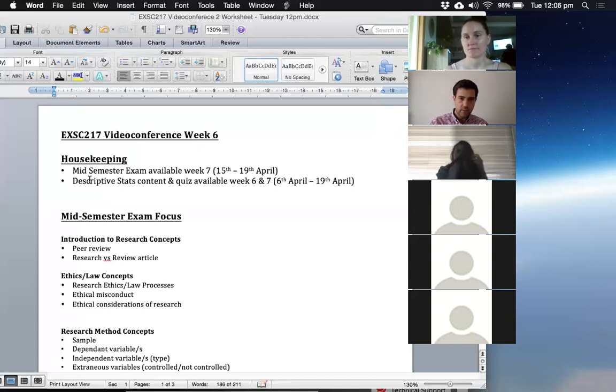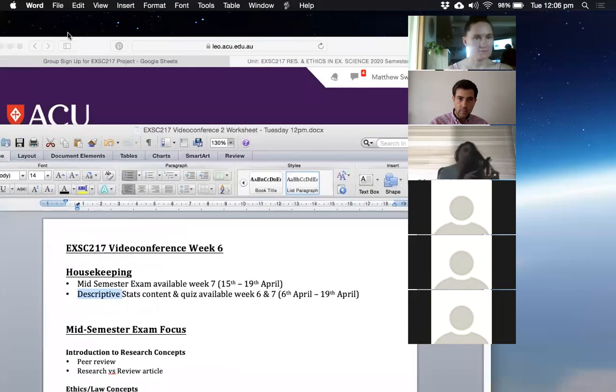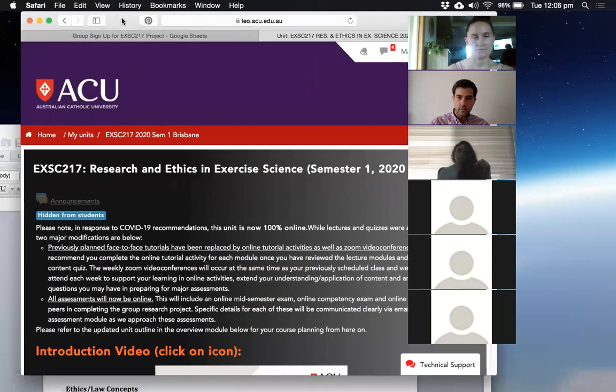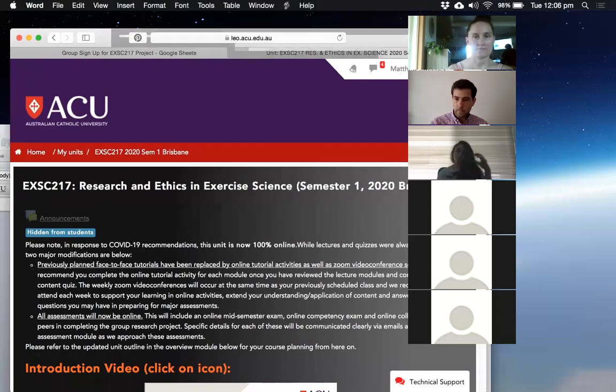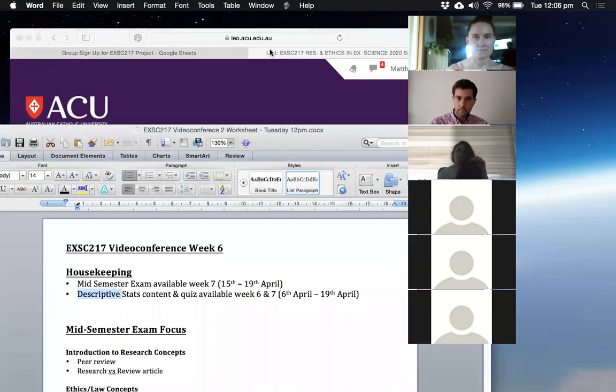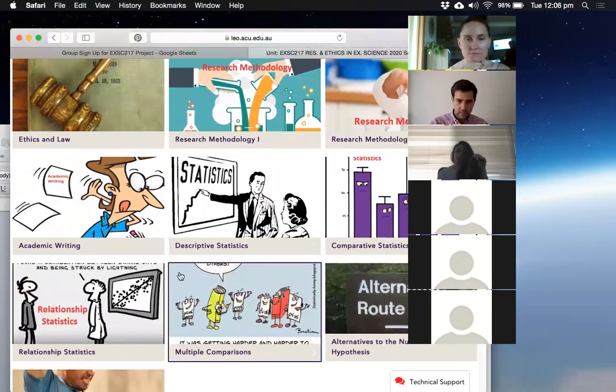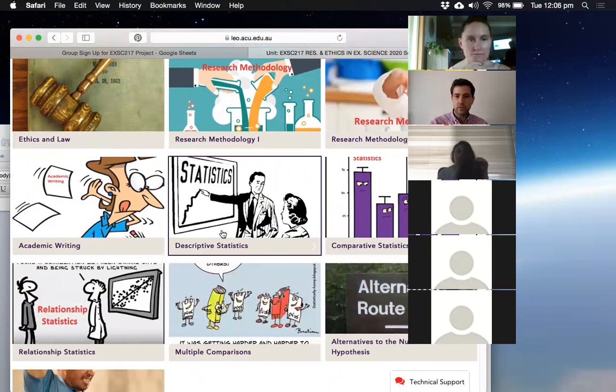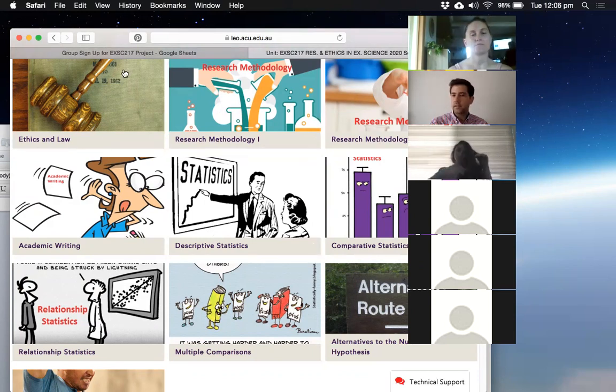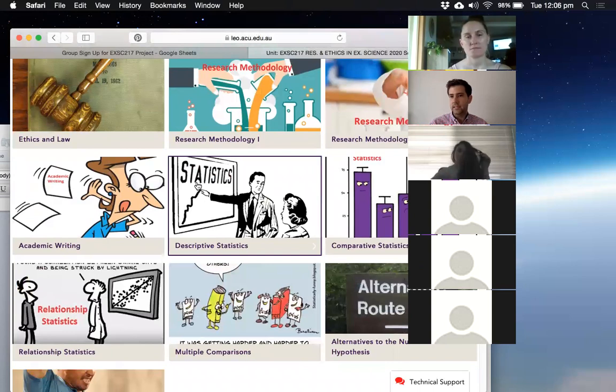The next housekeeping point I've got there is the descriptive stats content, so I might quickly show you the Leo page and what we've got at the moment. You'll notice this is what I can see, which is more than you see in your student view, but this descriptive statistics module has come up this week. What you might have seen in the unit details is that there are actually 10 content modules and quizzes through the semester. While it's almost weekly, there are 2 weeks where you won't have a content module or quiz.